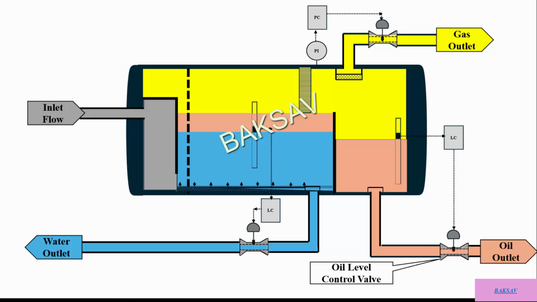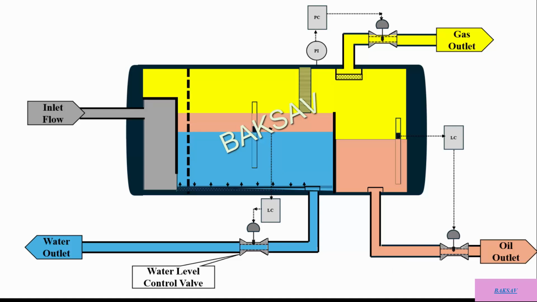Oil level control valve. This control valve, on the basis of the command received from the separator's oil level controller, which in turn uses the input level change signal received from the separator's oil level transmitter, by opening and closing, holds the separator oil section level at a certain set point.